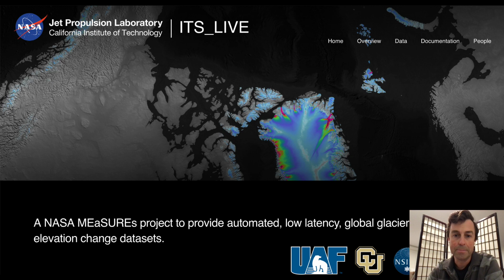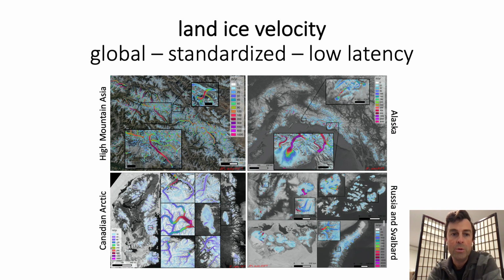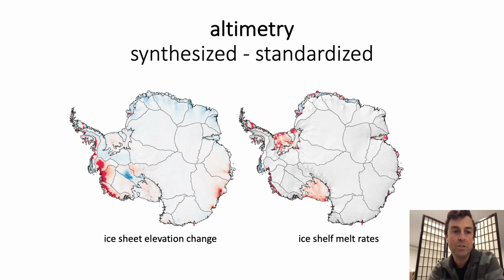So let's get started. With this project, we want to provide global, standardized, low latency products of glacier change so that we can understand the processes unfolding now, but also have a long history to provide context for them. In addition to velocities, we're also producing standardized data sets of glacier elevation change and also ice shelf melt rates. If you're interested in these, the Antarctic glacier elevation change is already available on the ITS_LIVE website.